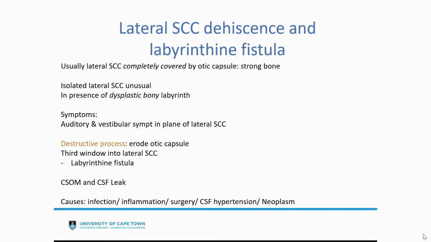So there's symptoms. They're going to have their auditory symptoms, their vestibular symptoms in the plane of the lateral semicircular canal. But you've got to be aware that there's probably a destructive process. And this destructive process creates a third window into that lateral semicircular canal, which we call a labyrinthine fistula. Now, these patients are the ones that are going to present with what looks like a chronic suppurative otitis media and possibly even a CSF leak. And anything that's going to erode the otic capsule might cause this. So your infection, your inflammatory processes, if you had a difficult surgery, something like CSF hypertension, and of course, neoplasms.